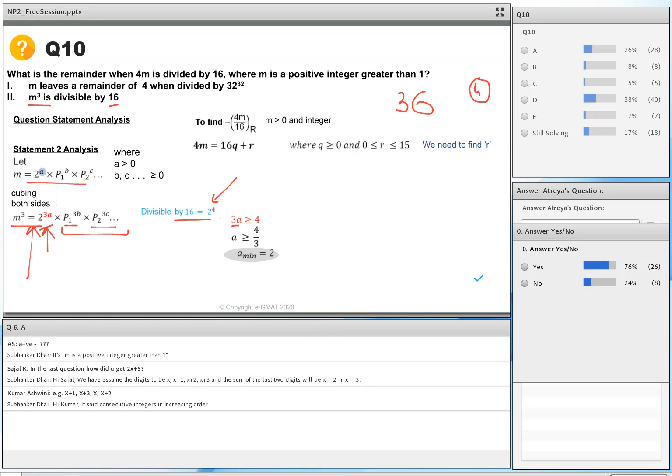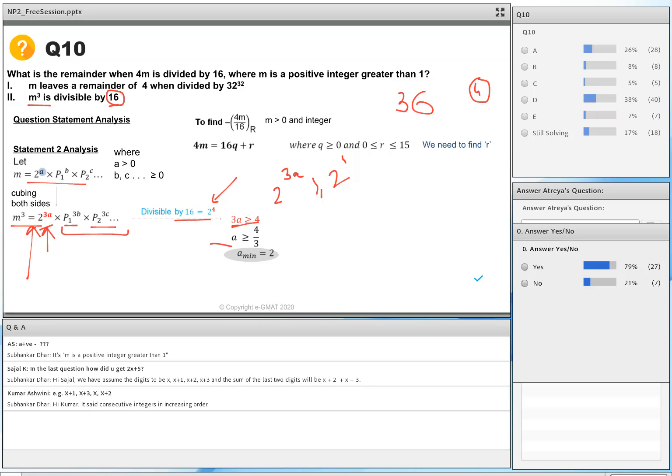Now, since I have to have a 16 inside it, I say that the value of 2 to the power 3a has to be equal to or greater than the value of 2 to the power 4. I have to have that number inside the prime factorized number that's given in the statement. So if I compare only the exponents, 2 to the power 3a has to be greater than or equal to 2 to the power 4. So essentially 3a has to be greater than or equal to 4. If I consider the exponents, then I get the value of a: a has to be greater than or equal to 4 by 3.